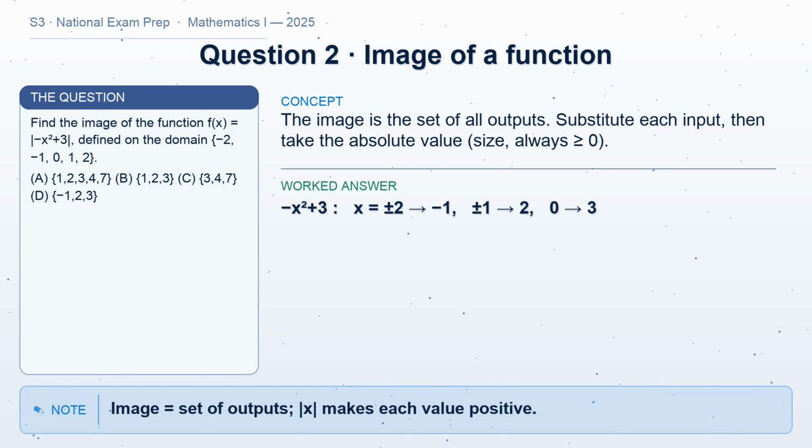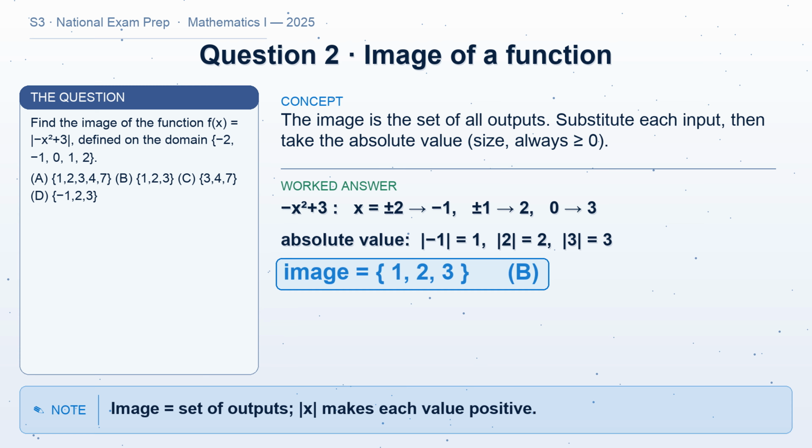First substitute into minus x squared plus 3. For x equals minus 2 and 2, we get minus 4 plus 3, which is minus 1. For minus 1 and 1, we get 2, and for 0, we get 3. Now take the absolute value. The size of minus 1 is 1, while 2 and 3 stay the same. Collecting the distinct outputs gives the set 1, 2, 3. The answer is option B.